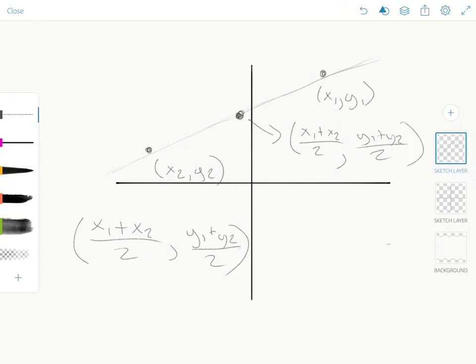And that's maybe hard to look at because there are so many letters and not a lot of numbers, and it kind of just looks like squiggles. So just remember, conceptually, we're just finding the halfway point horizontally and the halfway point vertically.